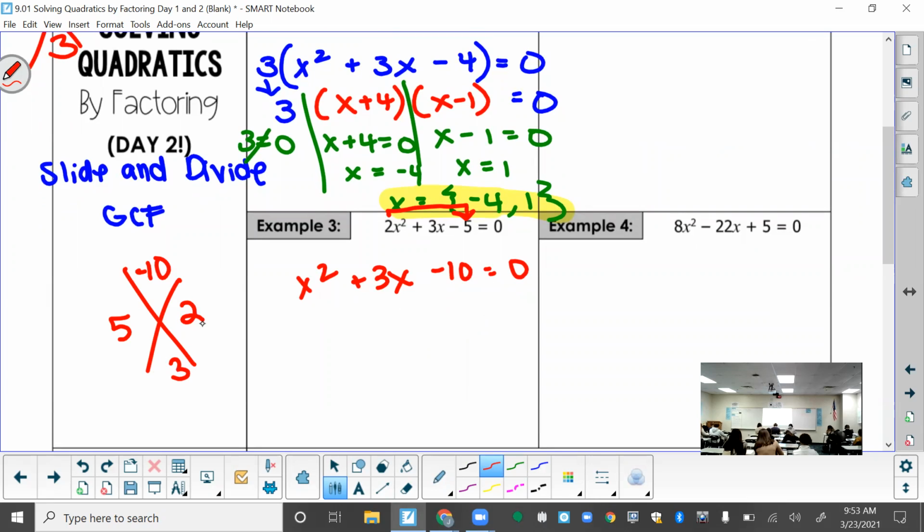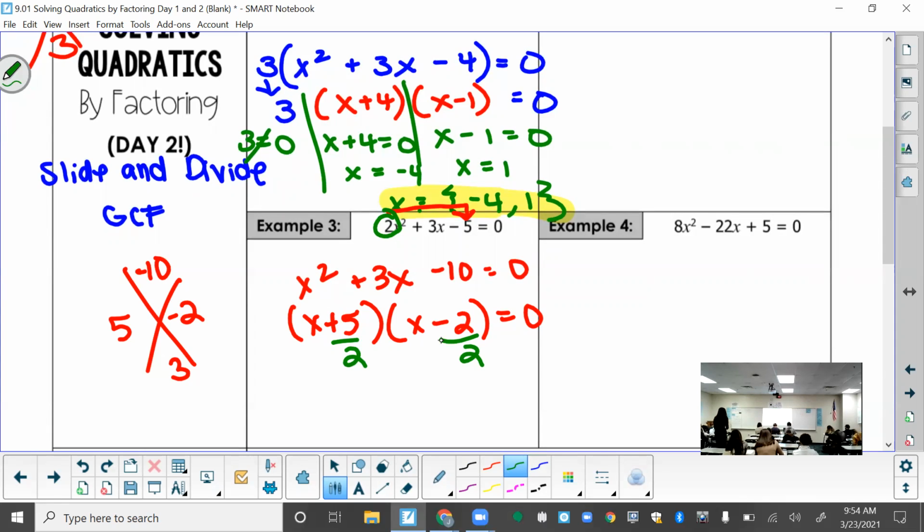And which one has to be negative? Good. So then x plus 5 times x minus 2 equals 0. Now, can I just finish here and set them equal to 0 and be done? No, what did I forget to do? The divide part of the slide and divide. So we slid, we did not divide. So what do I divide by? Good, always divide by what you slid.